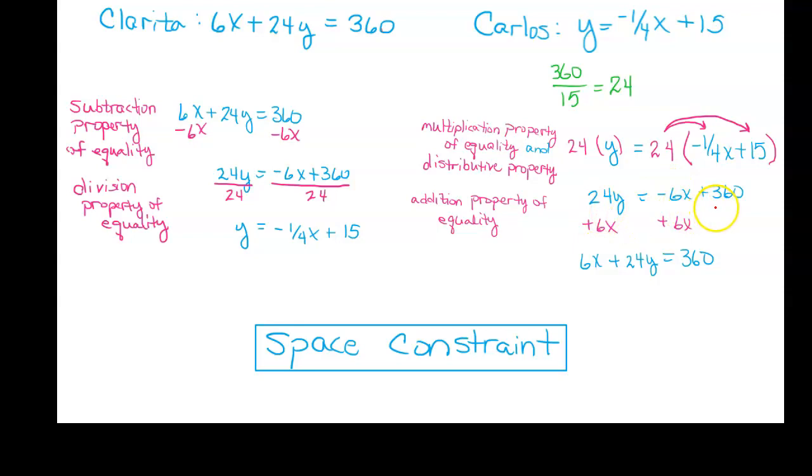I end up with this equation. Now, I know that I need to isolate the 360, so I'm going to do the inverse of what's being done to 360. It's being added to a negative 6x, so we're going to do the opposite, which is to add a positive 6x. But if we do that to this side of the equation, we must also do it to the left side. And when we do that, we're left with 6x plus 24y equals 360.